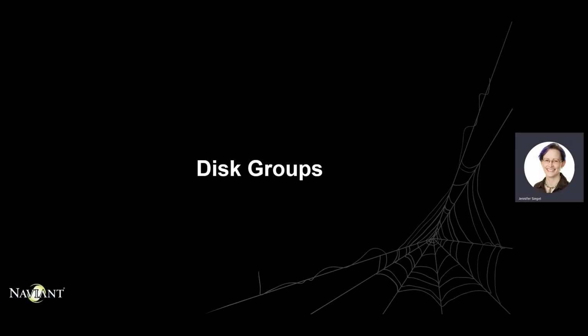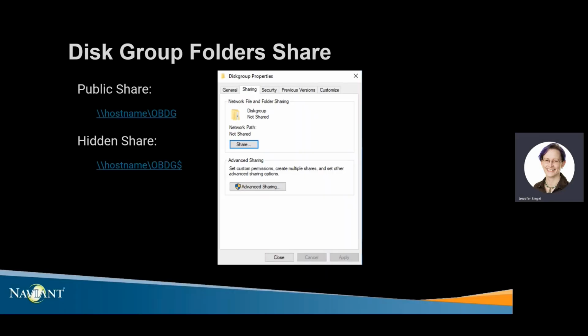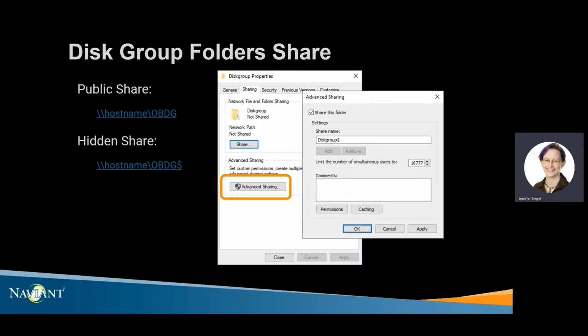One of your first areas where you will configure security in your OnBase solution is on the disk group files. In order for users to be able to access documents from OnBase, the disk group folders have to be shared. By default, shared folders are visible to anyone on the network, which is not great, right? So if you use the advanced sharing option, you can add a $ sign to the end of the share name to turn it into a hidden share.